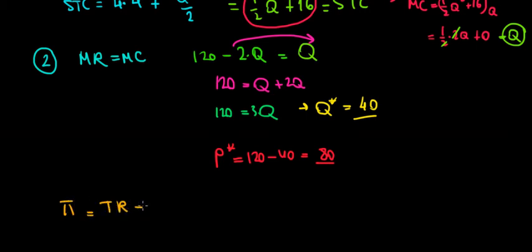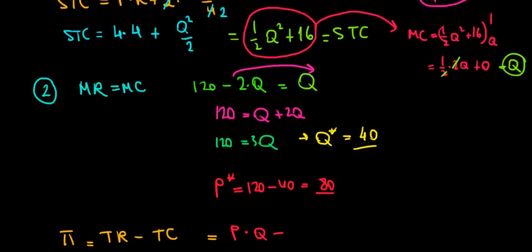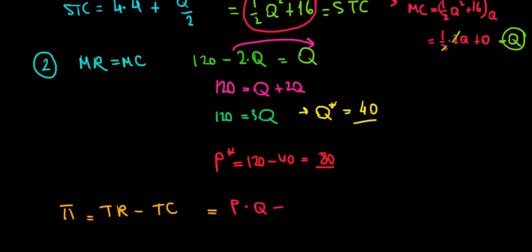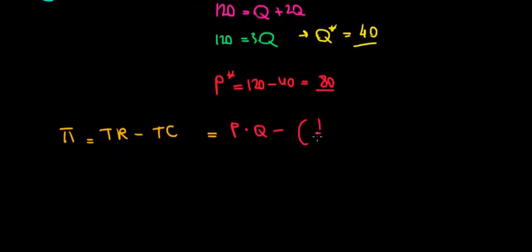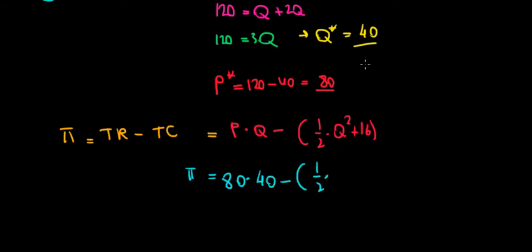That's the difference between the revenues and the costs that he has. What is the total revenue? That's just the price times the quantity. What's the total cost? The total cost is a function, we have it over here: 1/2 q squared plus 16. So let's write it. We will have 1/2 times q squared plus 16. Okay, so price times quantity. What is the price? Price is equal to 80. Quantity is equal to 40, minus 1/2 times quantity squared. That means 40 to the power of 2, plus 16.